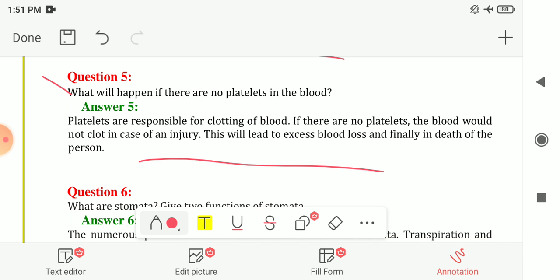of the person. We know that while getting an injury or a cut on our body, to clot or to make a thin layer on that cut, the platelets are very important. So if the platelets are not there in the blood, then the clotting will not happen on an injury, and that will lead to excess loss of blood from a person's body, and at the end that will result in the death of that person. So that's why platelets are very necessary in the blood.